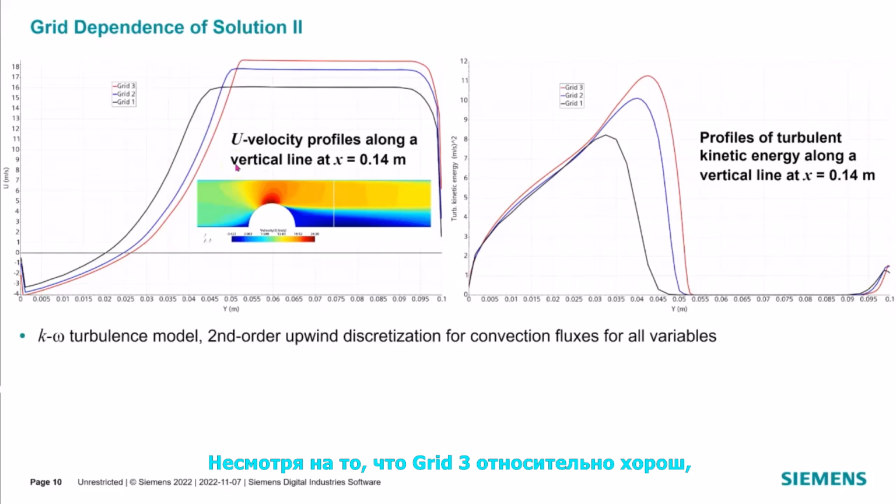Although grid 3 is relatively fine, the solution would still change appreciably with another grid refinement. The difference between profiles obtained on grids 2 and 3, medium and fine, is much smaller than the difference between profiles obtained on grids 1 and 2, coarse and medium, indicating the convergence toward a grid-independent solution.